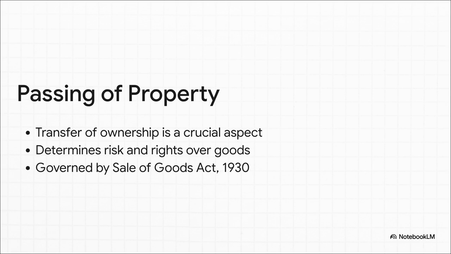Put your pens down for a second and just listen to the dissection of this concept. Why do we even care about the passing of property? Well, because in commercial law, property simply means ownership. And the golden rule you must underline twice in your exam is this: risk follows ownership. The Latin maxim is res perit domino. If the goods are destroyed by a fire, whoever holds the ownership at that exact split second bears the financial loss, regardless of who has physical possession of the goods.